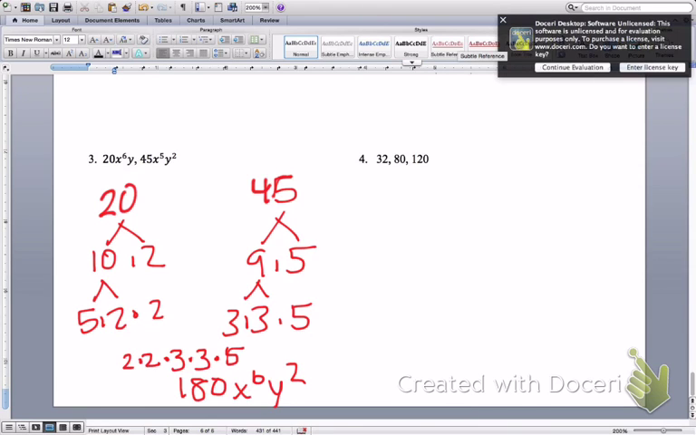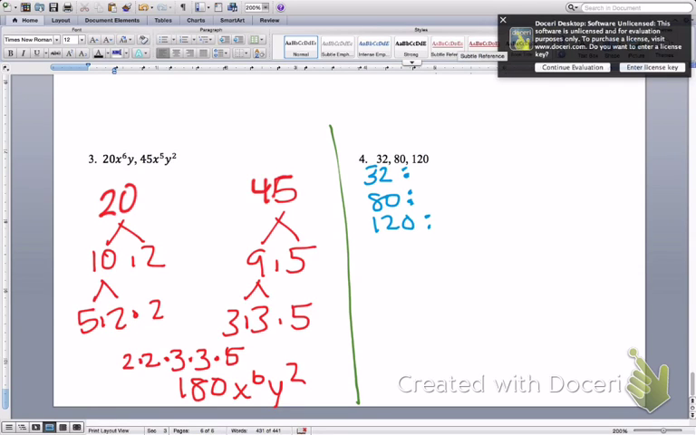All right, let's get to our last one, where we have three numbers. So we're going to do the same thing, but with 3 lists, 3 of everything. So let's go ahead and do that. So we have the numbers 32, 80, and 120.